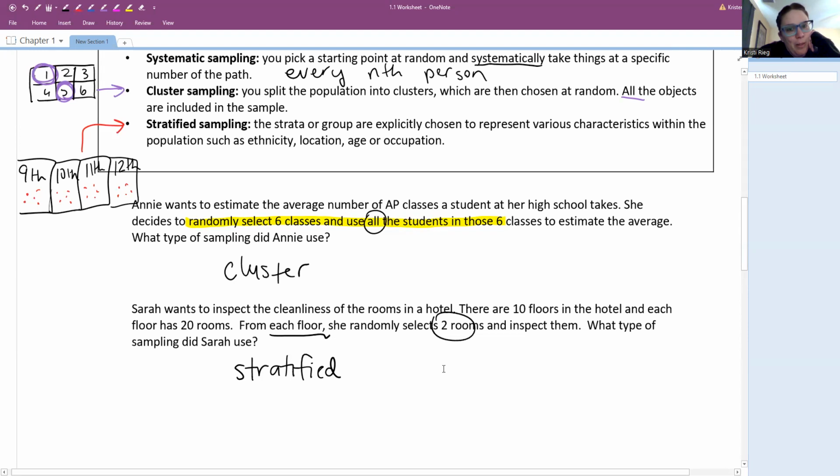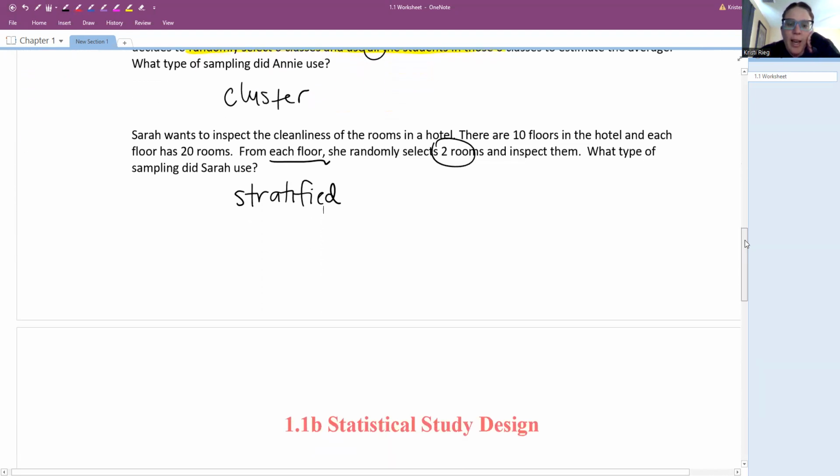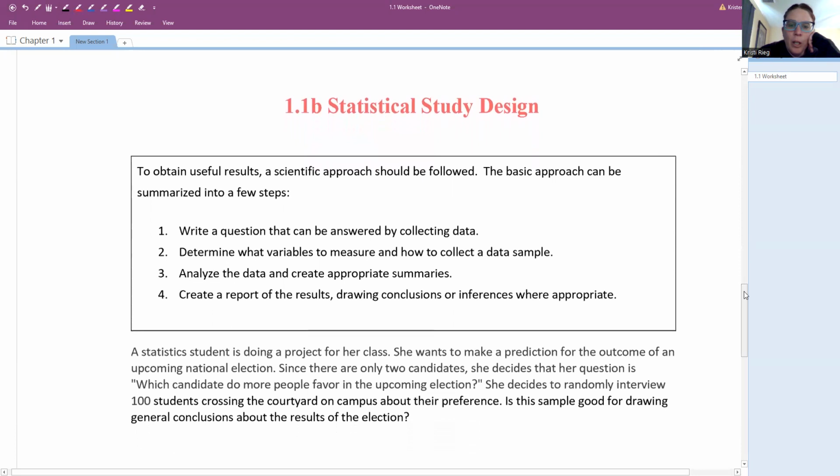Okay, yay, more vocabulary. Don't worry, chapter 1 is going to have a ton more vocabulary. So you definitely want to have all of these vocabulary words handy when you're doing your homework and when you are doing your tests and quizzes. Okay, now you'll notice that this says section 1.1b.